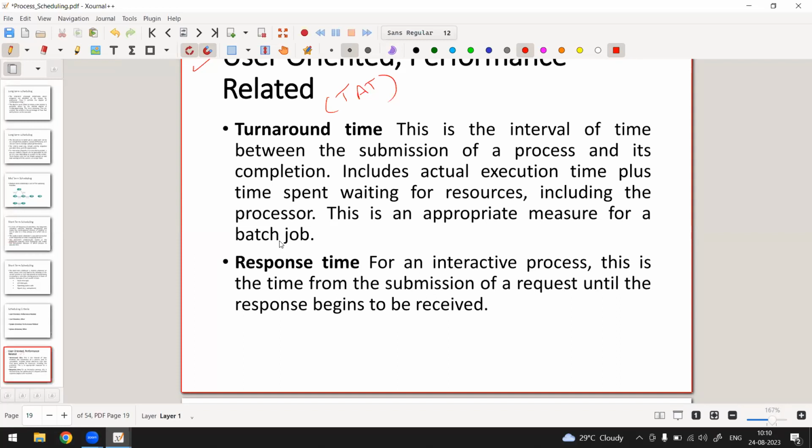So for interactive processes, response time is very important. And in general also response time is very important. We also get anxious when we click some program and it doesn't start within a few seconds. We feel that the system is very slow, right? So the response time should be very small for interactive processes.